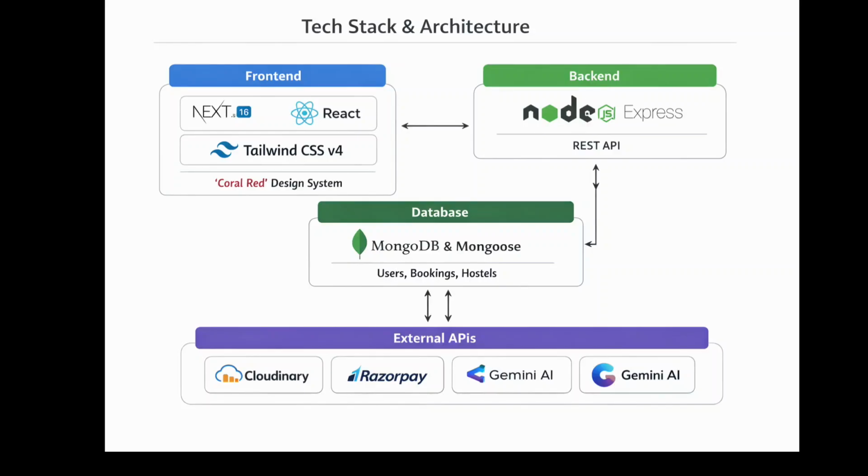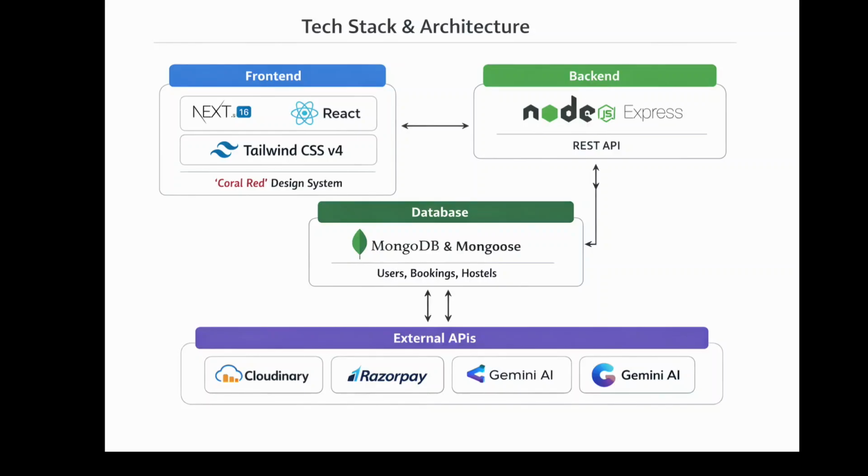The server acts as our REST APIs. For the database, we are using MongoDB and Mongoose, fully modeled. We will cover how to structure relational data between users, bookings, and hostels. These are some of the tech stack we are using. We use Gemini AI for the AI integration in our project, Razorpay for the payment gateway, and Cloudinary for the storage of images and videos. All of the media will be stored on Cloudinary.